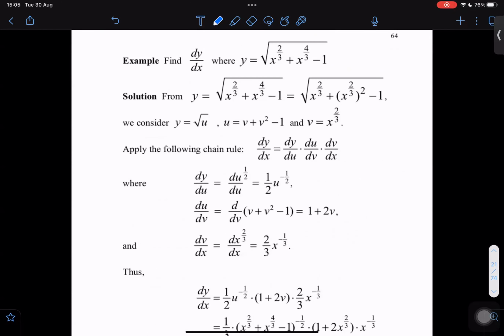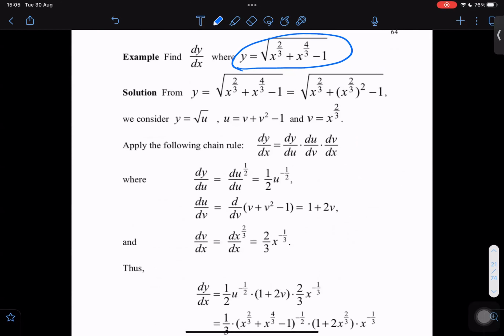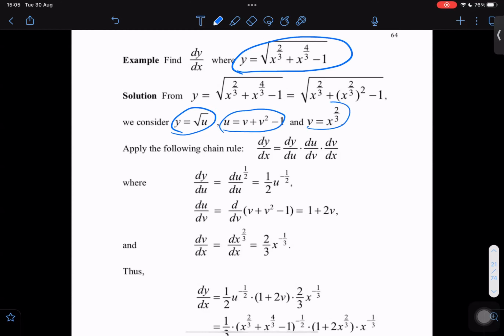You can see here, when you find the derivative of y equal to this thing, you just consider y equal to square root of u, and then u is v plus v squared minus 1, and v equal to x to the 2/3, like this, and then you do the chain rule.